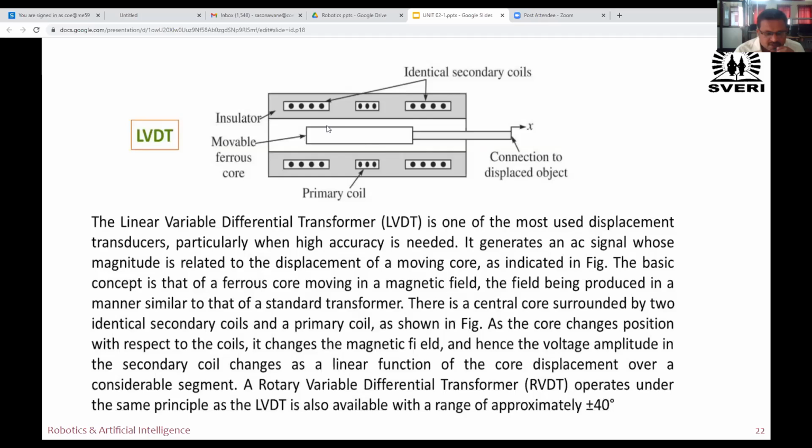Therefore, as this magnetic core, movable ferrous core, moves either towards left or towards right, voltages are induced in the primary coil and secondary coil, and there is difference between the two voltages. That is, the value of the voltage induced in the primary coil does not equal the value of the voltage induced in the secondary coil.